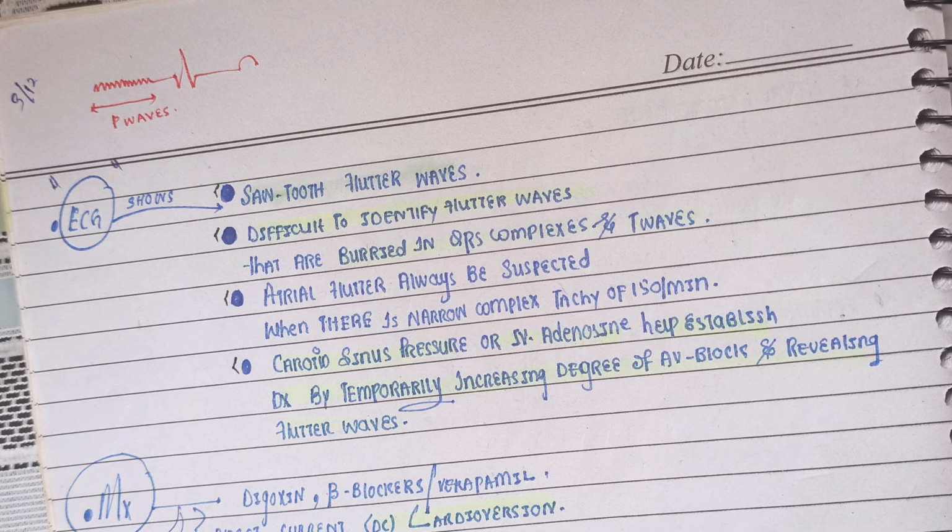Sometimes it is difficult to identify these flutter waves because they are buried in the QRS complex. So in those cases we have to block the AV node, by giving different drugs, so that we can better see the flutter waves. So if you want me to show you, you can see this atrial flutter.